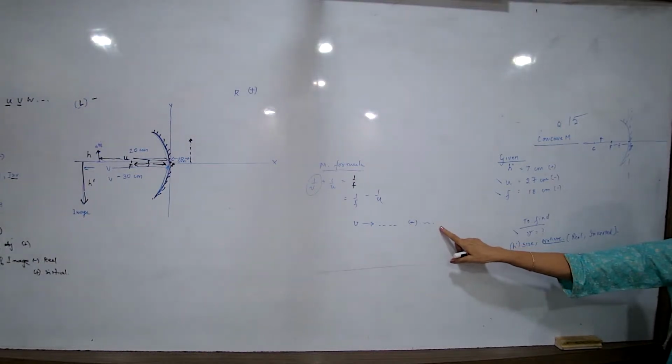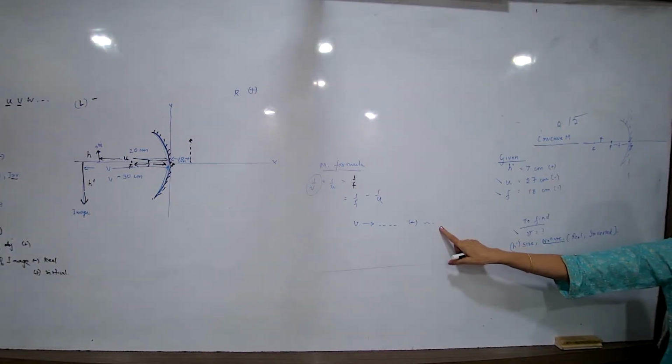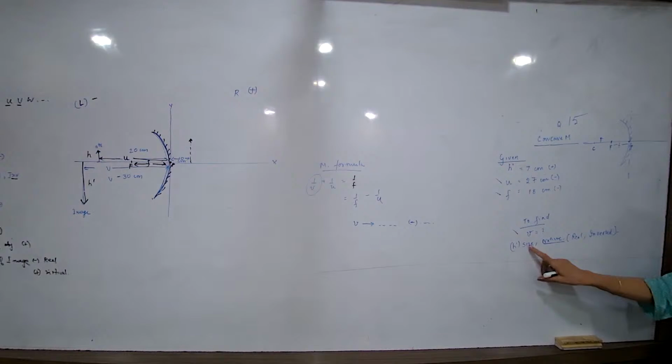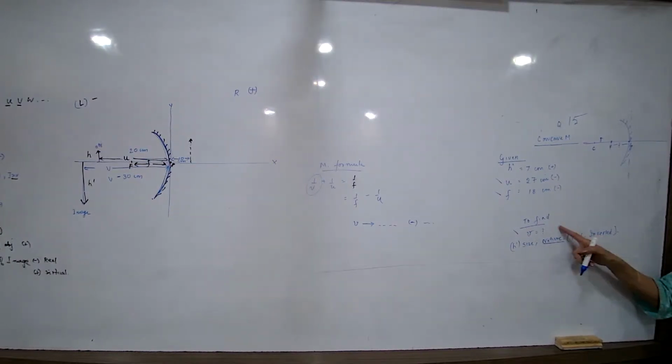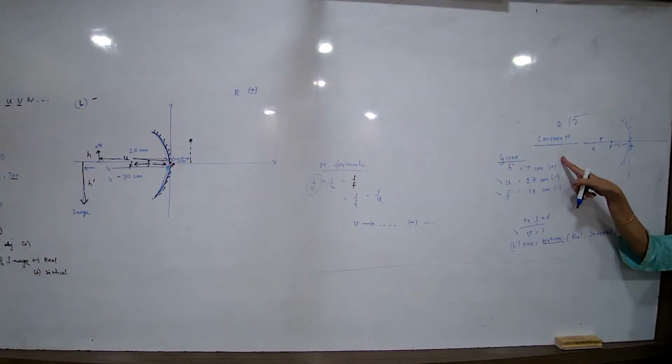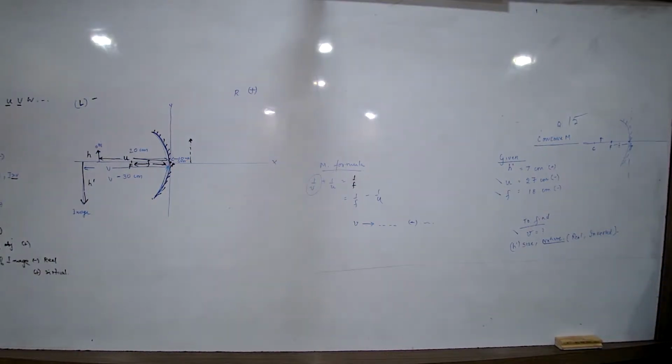Next, what will we find out? What should we find? Size. What formula? H dash by H0 is equal to minus V upon U. We know V, U we know, H we know. Therefore, we can find out this. Take down the steps.